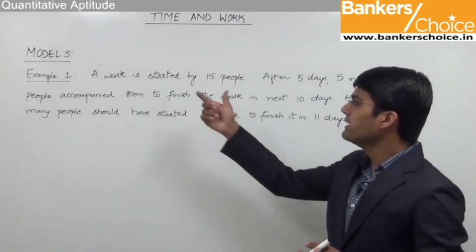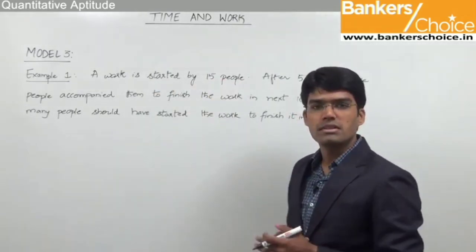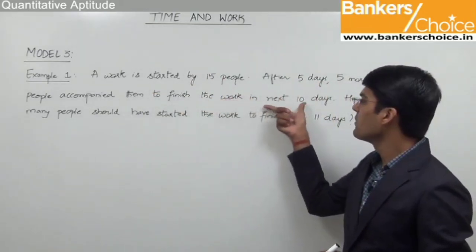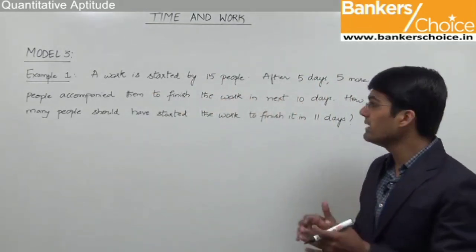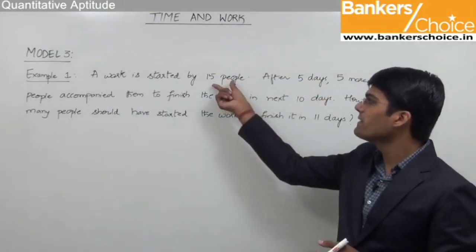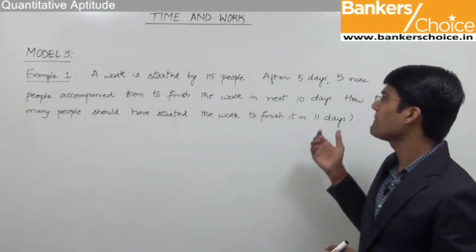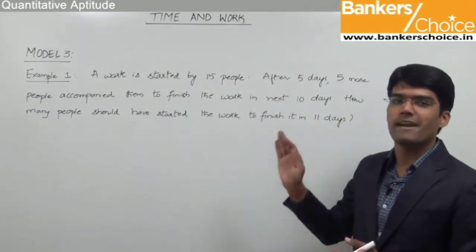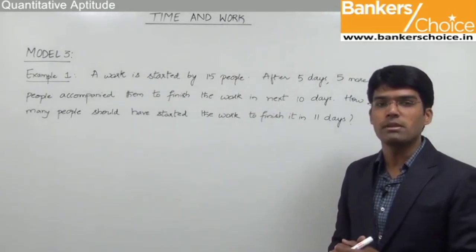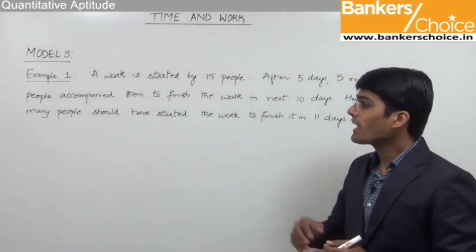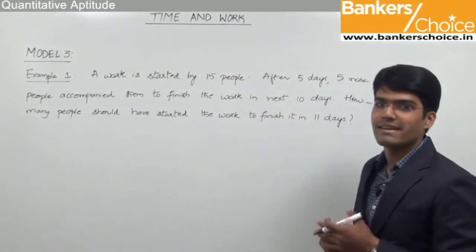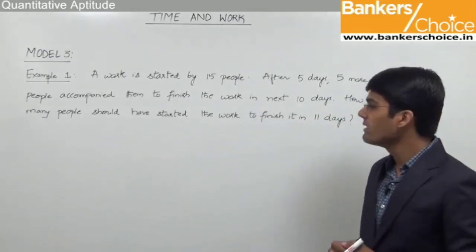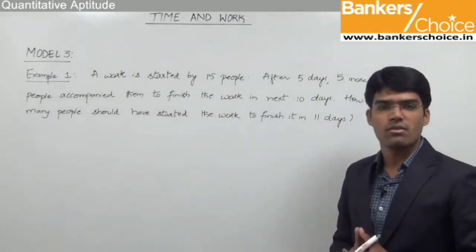So as you can see here, initially there were only 15 people doing the work. But after 5 days, 5 more people joined them to finish the work in the next 10 days. So very clearly, for the first 5 days, there were only 15 people working on that. And after 5 days, 5 more people have joined. That means 15 people were already there and 5 more have joined. So now there are a total of 20 people working on it after 5 days. And they could finish the work in the next 10 days. So we are supposed to find out how many people should have initially started the work so that they can finish it in 11 days altogether.